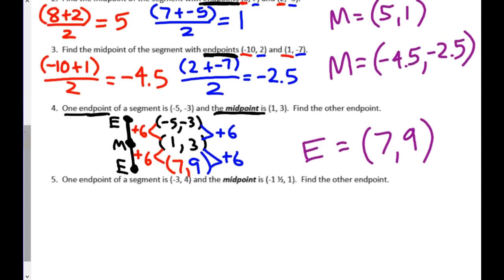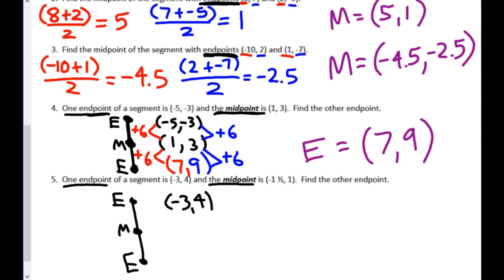Number 5, when I read it, it says 1 endpoint and the midpoint. So I know I'm doing the same thing, okay? So let's draw our little diagram. And then I want to label my endpoint and my midpoint. -3, 4. Now, when I write -1.5, I'll be doing -1.5, okay? Comma 1.